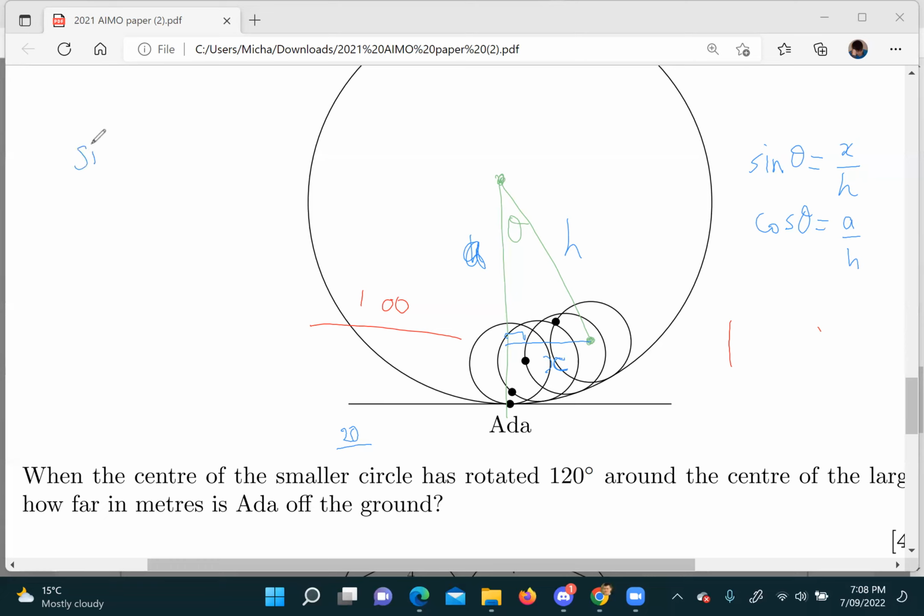So sine 30 is a nice one. It equals a half. Cos 30 equals root 3 on 2. Sine 60 is always equal to cos 30. So sine of an angle is equal to cos of 90 minus that angle. So this will equal root 3 on 2. And cos 60 will equal half. Are these things familiar to you?